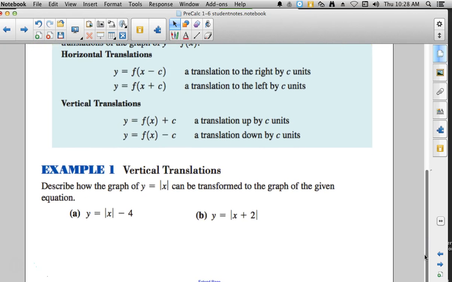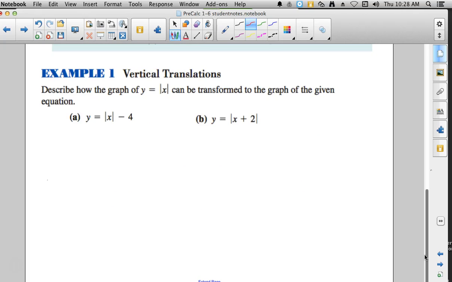And these get us right into it. It says, describe how the graph of y equals the absolute value of x can be transformed to the graph of the given equation. So they're just asking us to describe those transformations. You know, what happened to this? So we're comparing y equals the absolute value of x.